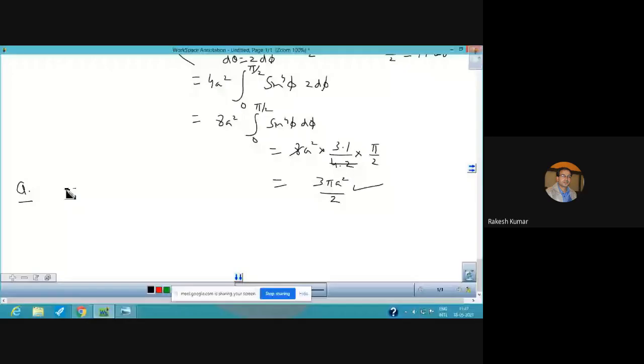We have another question to find out the area of a circle. This is very important. X square plus y square is equal to a square, the equation of a circle. So this is a circle with the center 0, 0 and a radius a. And clearly, हमें पता है कि जो सर्कल है सेंटर 0, 0 and radius a, its area is pi a square. We know the answer, but we have to find it according to the double integration formula.